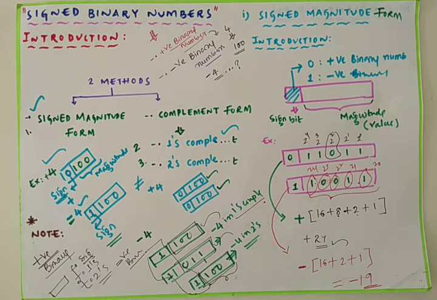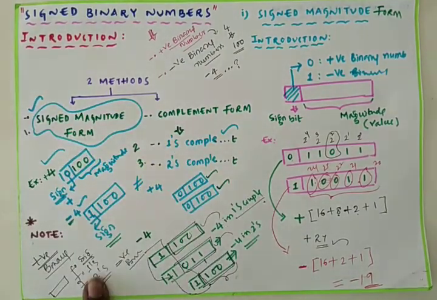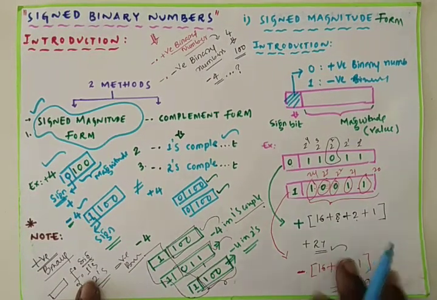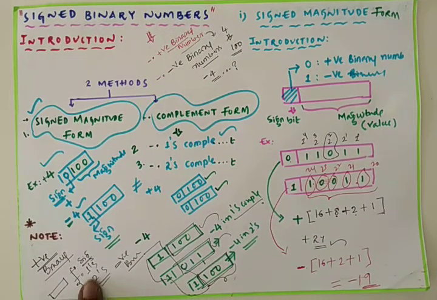So the first method to represent signed binary numbers is completed. The first method is the signed magnitude form. Next, by using the complements we have to study how the positive numbers and how the negative numbers can be represented. Then I am going with the complemented forms. So what is the first method? By using the ones complement method, we have to represent the numbers.